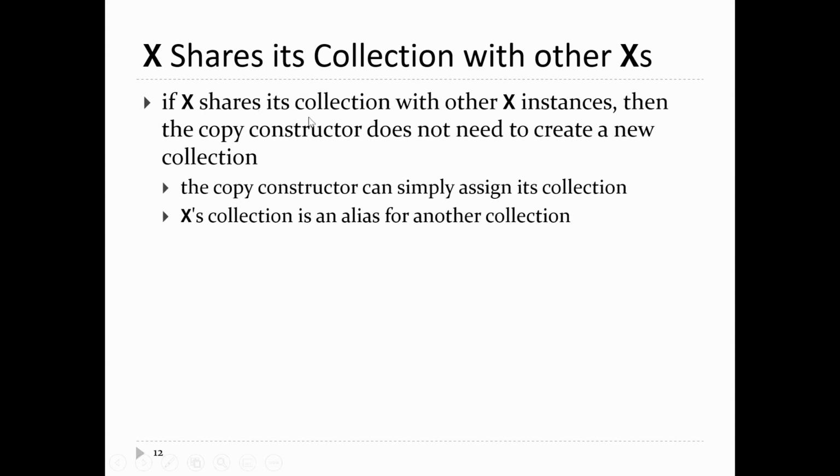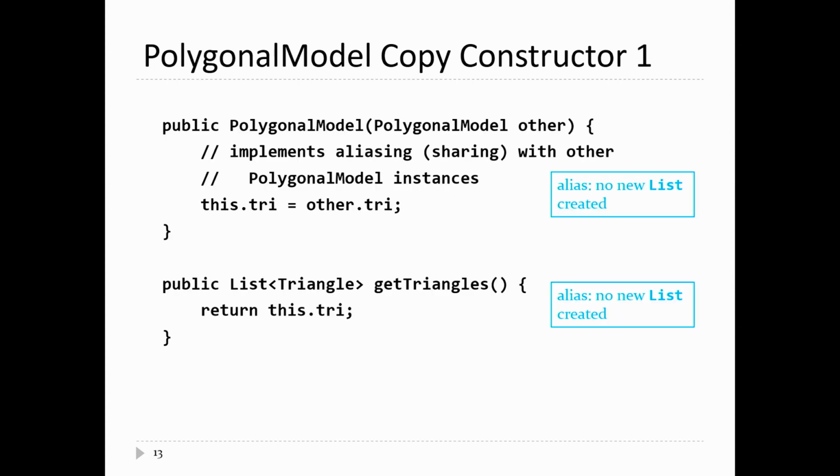So if you're implementing an aggregation, and you have a list or a set or a map, then it doesn't matter what you do. You don't have to make a new copy of the list or set or map every time. For example, if I'm going to copy another polygonal model and I'm going to use aggregation, you just write this.tri equals other.tri. So you just get a reference to the other polygonal model's list of triangles and set it to your list of triangles. For getTriangles, you just return your reference to your internal list.